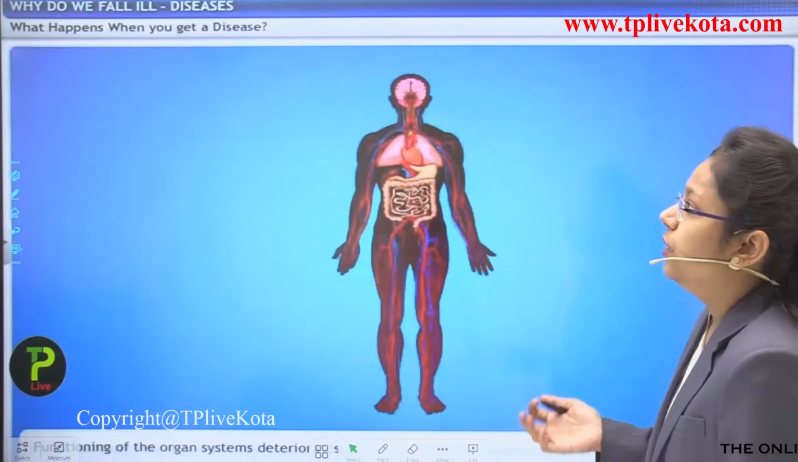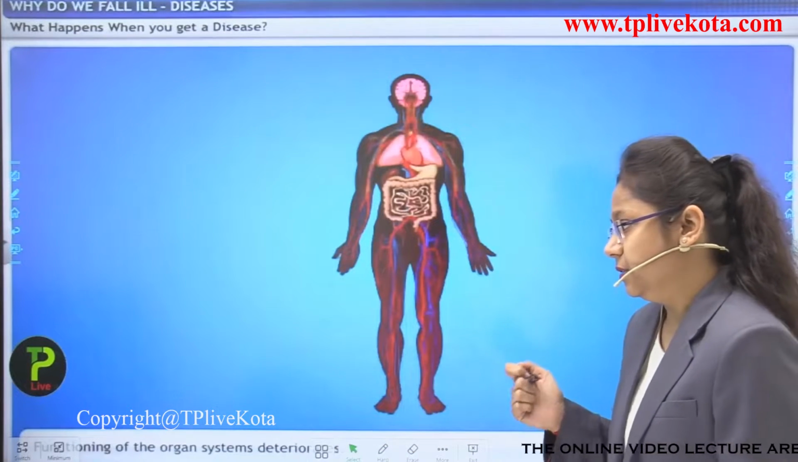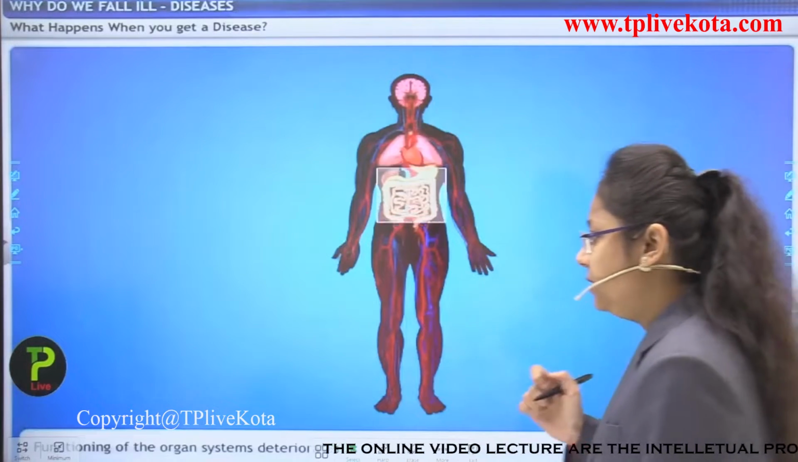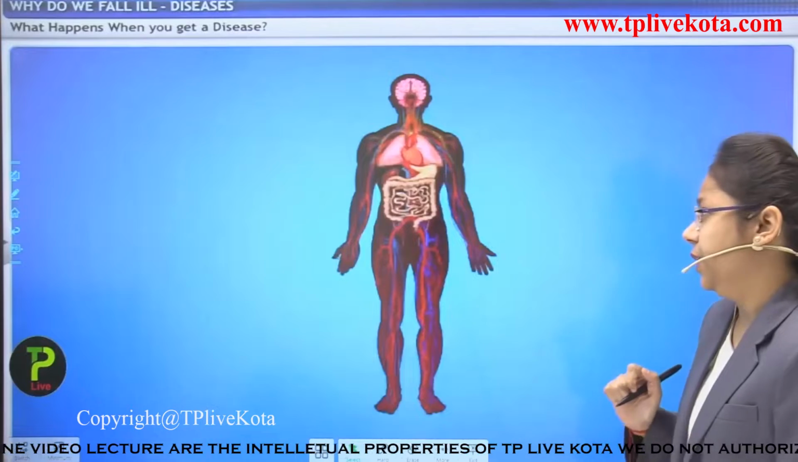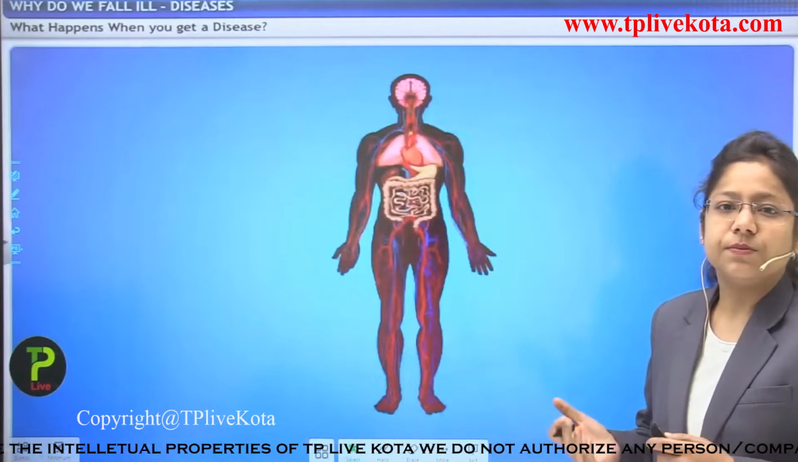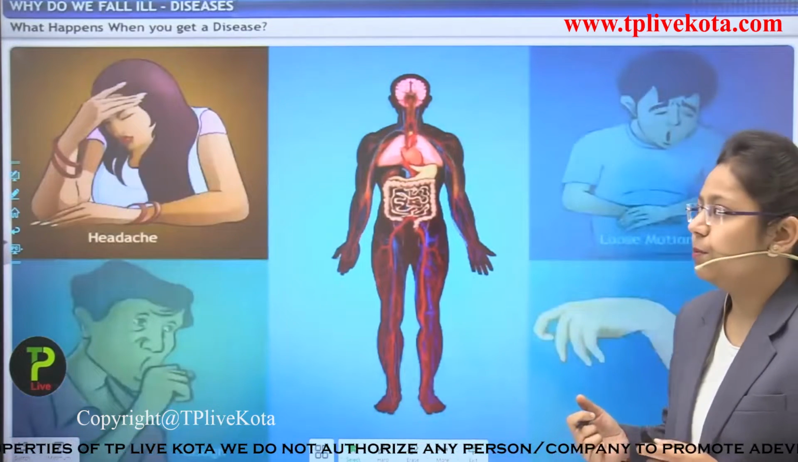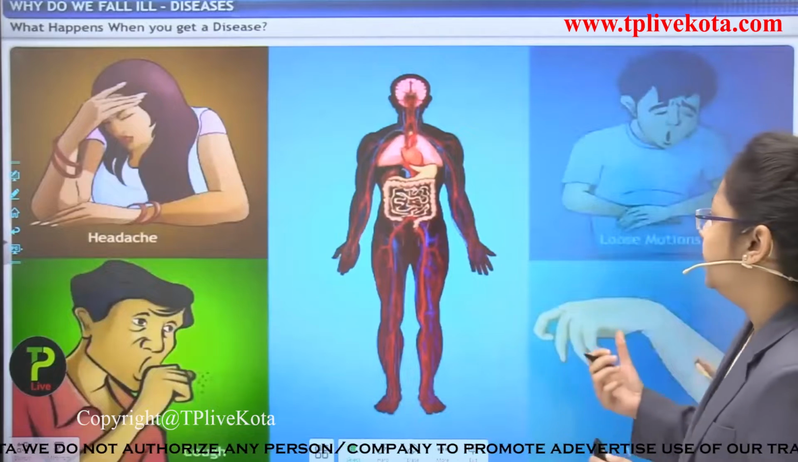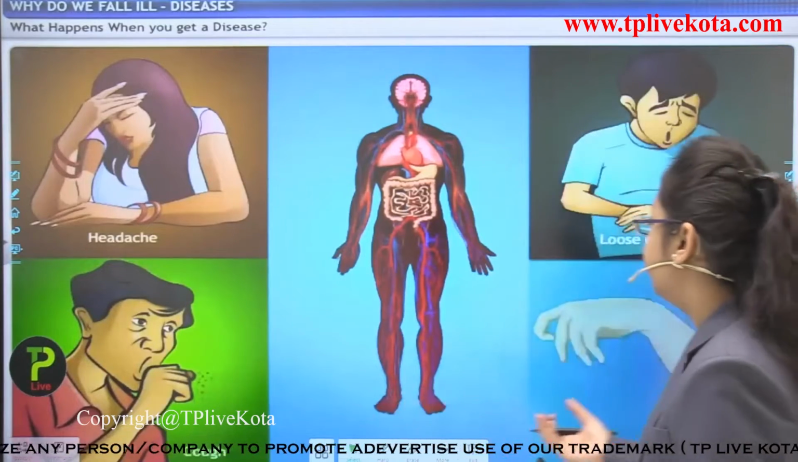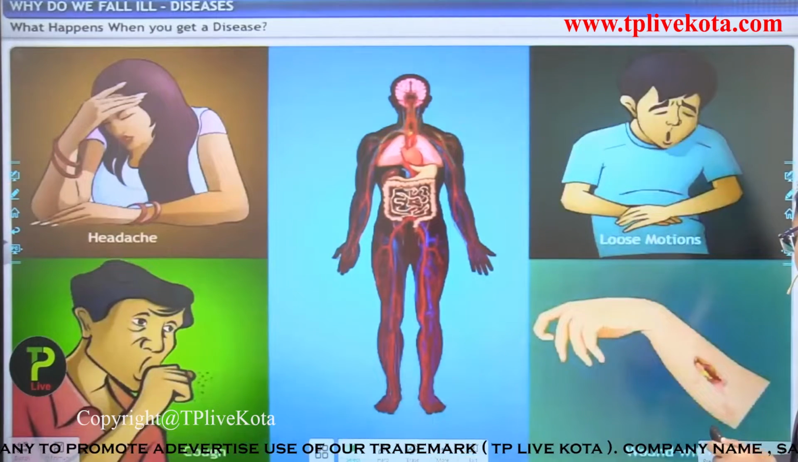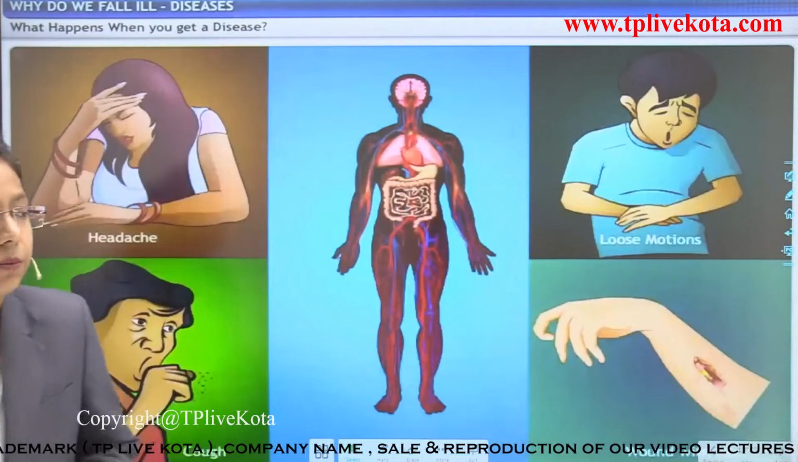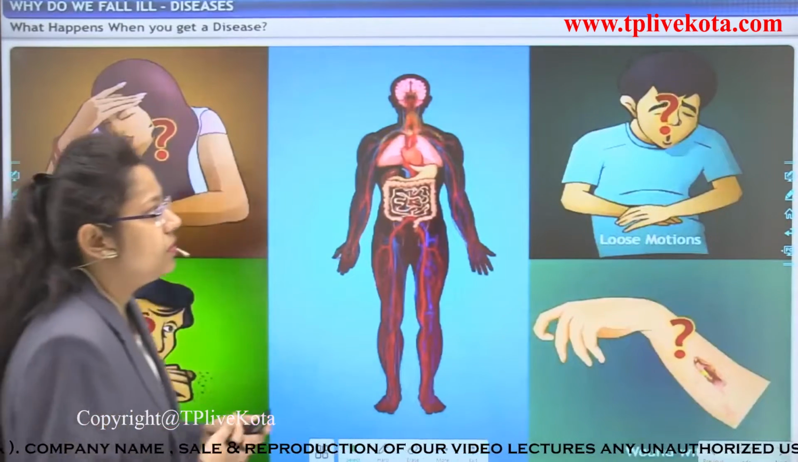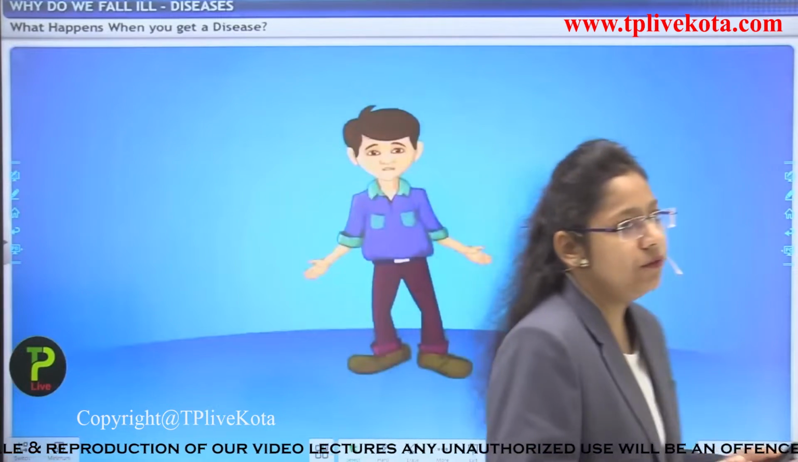Okay, so actually what happens when we get a disease? So the functioning of the organ systems deteriorates. Okay, all the organ systems which are present inside the body of a person get deteriorated, and we get the symptoms like headache, cough, loose motions, or wound with pus. Okay, so these are the different symptoms which can be seen if a person is having some kind of disease.